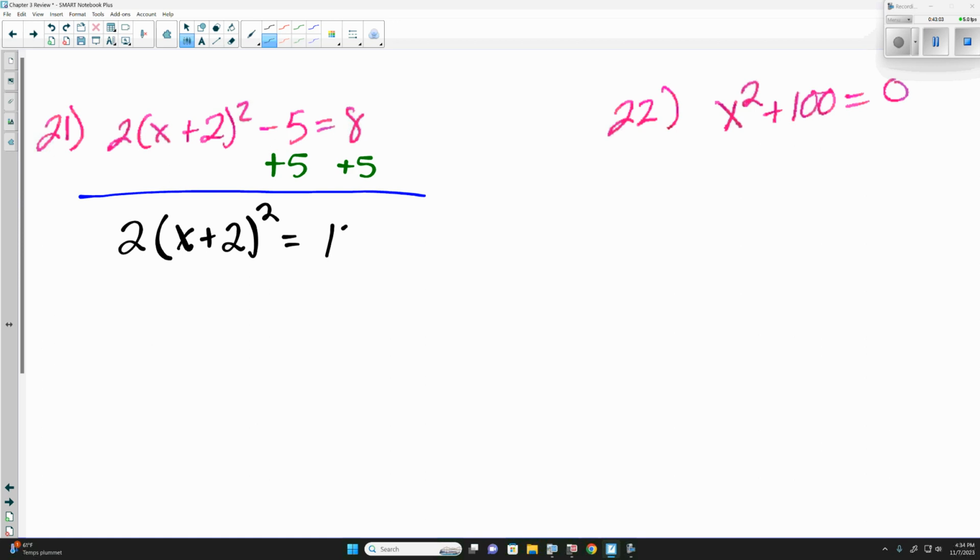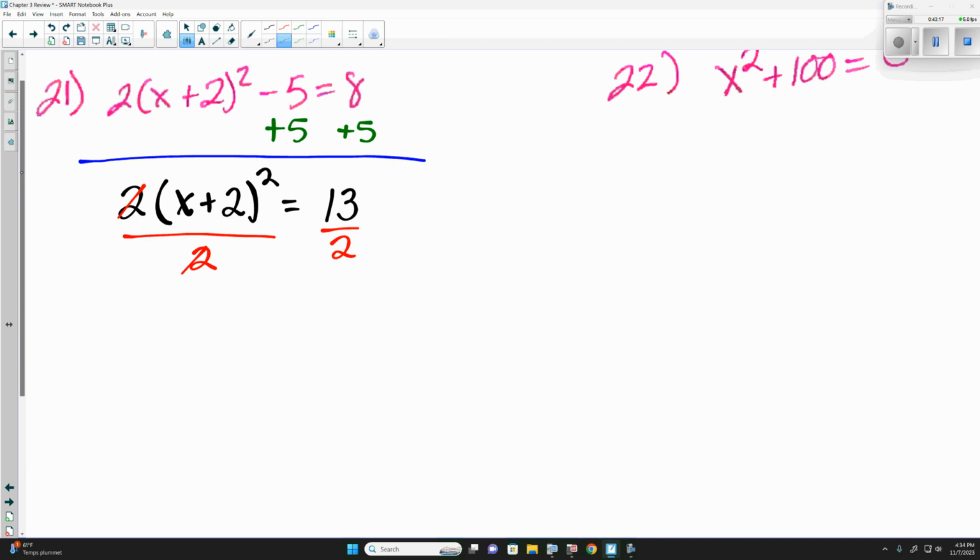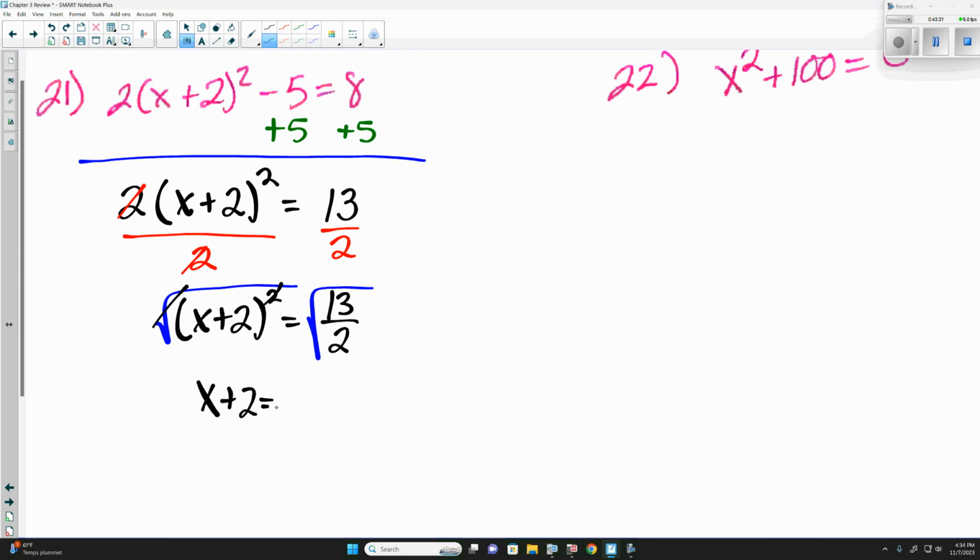And if we add 5 to both sides, we get 13. Next thing we need to do to get this set of parentheses being squared by itself is divide by 2. Those will cancel. And it'll tell us that (x + 2)² is equal to 13 halves. Next thing we need to do is take the square root of both sides, because the square root and square here would cancel, telling us that x + 2 is equal to, again, anytime we take the square root of both sides, we add the plus or minus.